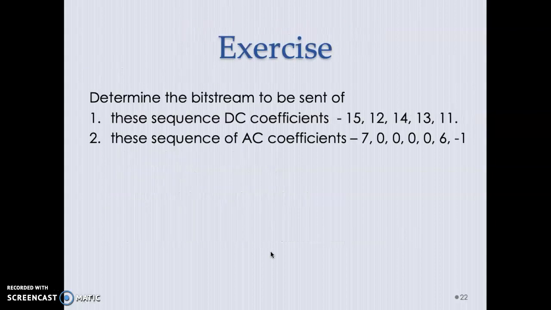Exercise: get the bit stream of this DC and this AC. So that's all.